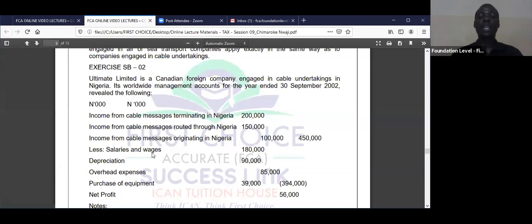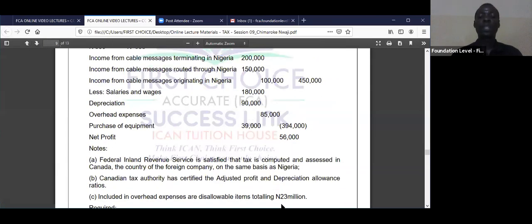Now, look at less salaries and wages. Of course, salaries and wages should be allowable. Depreciation, 90,000 is not allowable. You know that. I said they will give you. Now, overhead expenses, you have to be very careful if this 85,000 will contain disallowable. Purchase of equipment, disallowable, because equipment is not an operating expense. Equipment is an asset which should be capitalized. So when you are purchasing assets, it's not an operating expense. So this 39,000 is disallowed. Now, when you add from 180 down to 39, you have 394. When you less your 394 from 450, you're having 56 as your net profit.